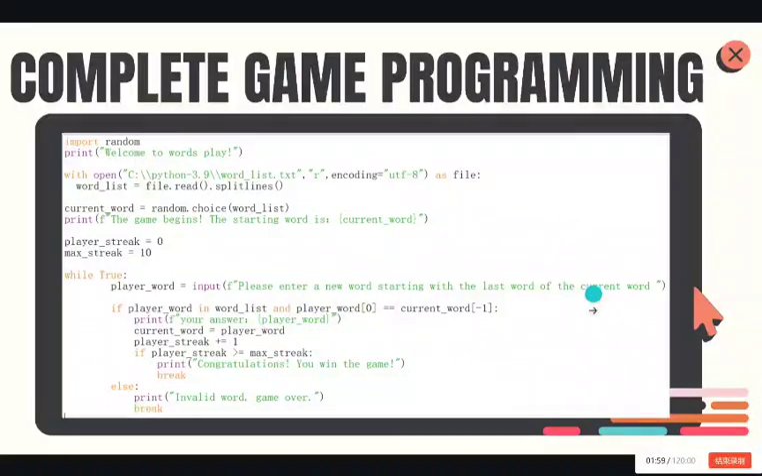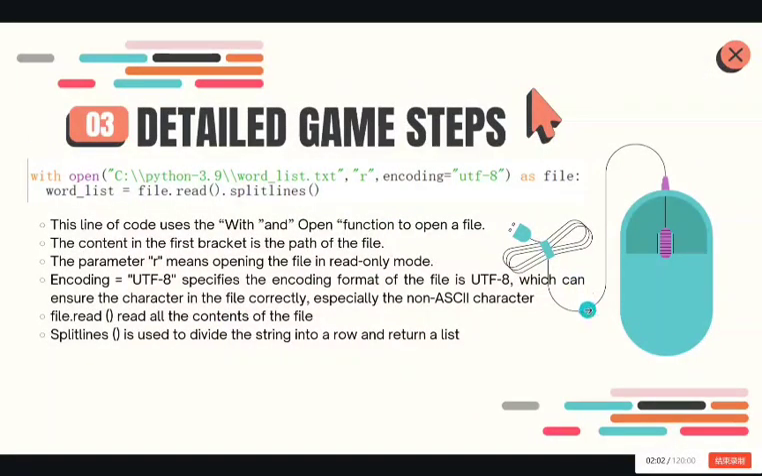This is the program overview. Then I will examine the program in detail. The first part is the with open function. With open is used to open a file, like this word file txt, which contains thousands of English words. The content in the first bracket is the path of the file. Its purpose is to allow the computer to accurately find the target file.